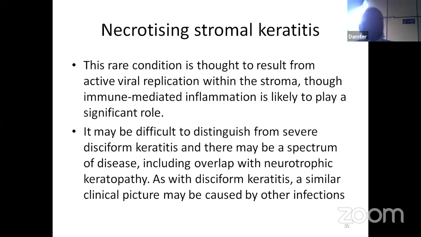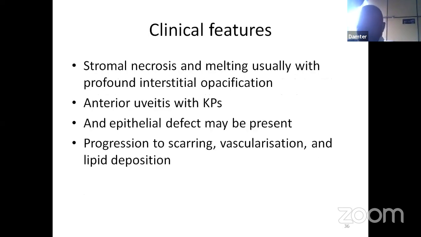The other stromal manifestation of herpes simplex virus is necrotizing stromal keratitis. This rare condition is thought to result from active viral replication within the stroma, though immune-mediated inflammation is likely to play a significant role also. It may be difficult to distinguish from severe Disciform Keratitis, and there may be a spectrum of disease, including an overlap with neurotrophic keratopathy, as with Disciform Keratitis. A similar clinical picture may be caused by other infections.